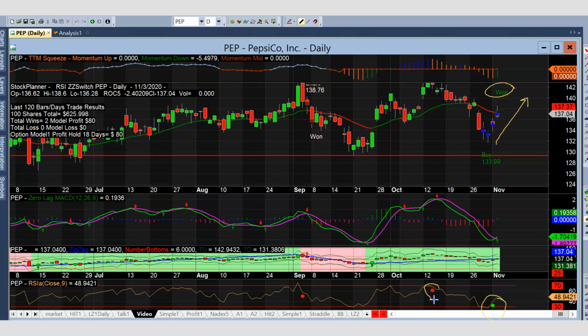Now, here is an RSI signal for down right here, but the prevailing trend is still up, and we didn't take it. We would have taken this one, and this would have been a winner, and there's nothing else. So Pepsi is one of those stocks, again, Pepsi and Coca-Cola, that give me good RSI signals, 8 to 12 a year, that I often take. It's money in the bank.